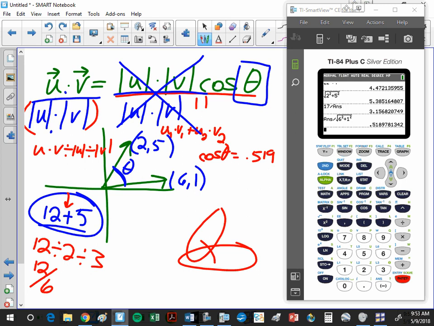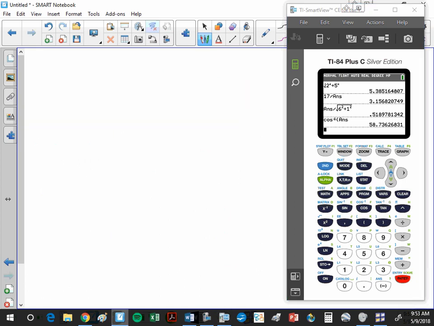Okay, so I now know that the cosine of theta is 0.519. So if I invert the cosine, I get 58 degrees. Does that look reasonable? Yeah, totally.